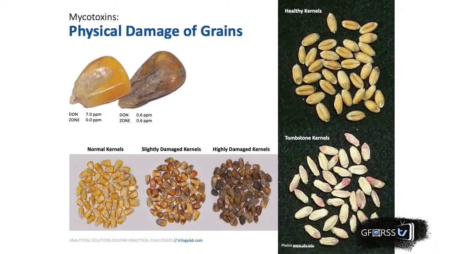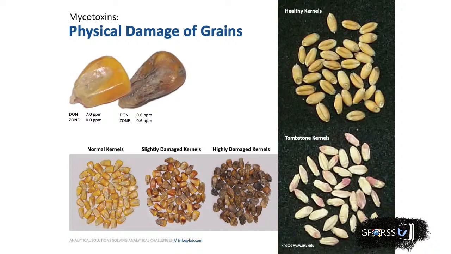The corn kernels on the left side of the slide represent some research on single kernel corn we performed at Trilogy. The very damaged kernel was analyzed and found to have 0.6 ppm or 600 parts per billion DON. Right next to it, the yellower, healthier looking kernel was analyzed individually and found to have 7 ppm or 7,000 parts per billion. So the healthier looking kernel had way more DON than the kernel that looked much more damaged. The physical characteristics of these two kernels do not correspond at all to the toxin concentrations we found.